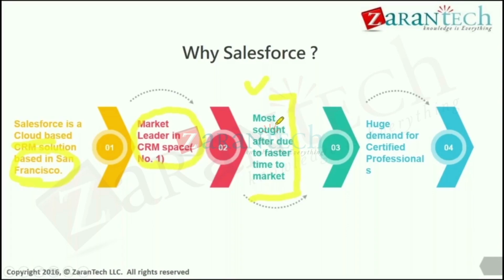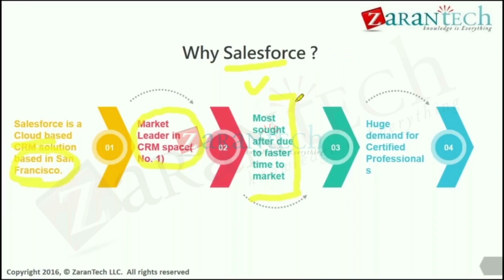So then why Salesforce? Why should we go to Salesforce? There are so many other things in the market. Why should we only be concerned about Salesforce? Because right now, it's the number one CRM solution in the market. It's a cloud-based CRM solution based out of San Francisco. It's the number one leader in the CRM market space, and it is so popular due to its faster time to market. You will be very happy to know that a Salesforce project ideally ends within a time span of 5 to 6 months maximum. Right? 5 to 6 months is a long project in Salesforce.